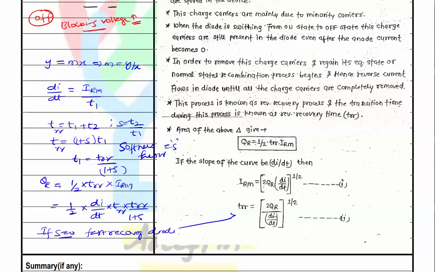From this, QR is equal to half into TRR into IRM. Instead of writing IRM, we can write di by dt into T1, and T1 is nothing but TRR by 1 plus S. If we substitute this equation, then TRR square is equal to 2 into QR by di by dt. So this is the equation that we got.